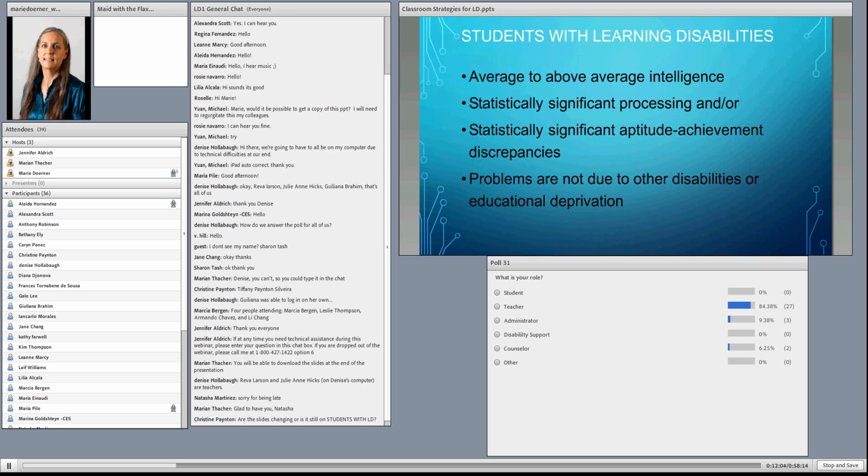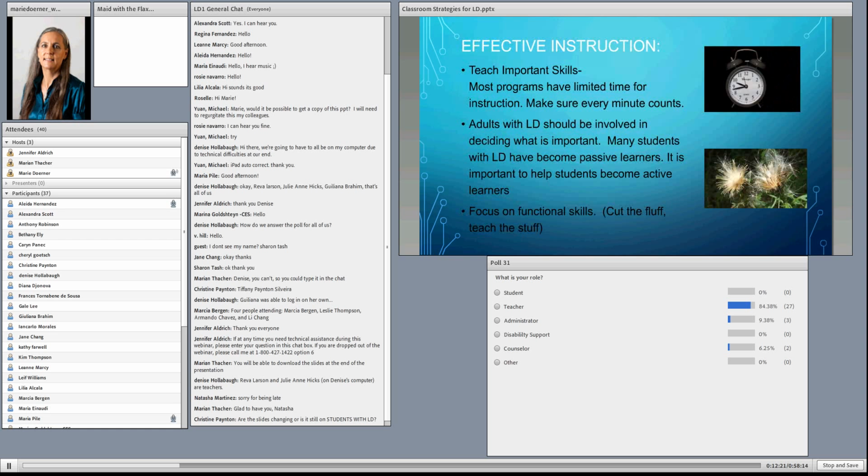it's on the same slide. I'm on the last part. Problems are not due to other disabilities or educational deprivation. They have to have at least been in school. So there, I'll change it.